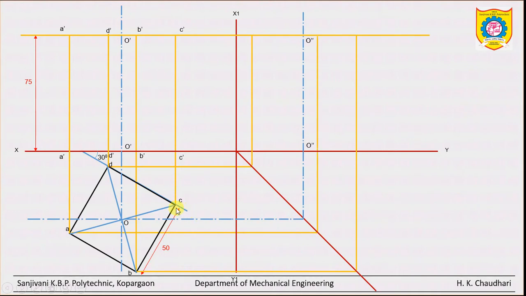Here also you can label the respective edges. See, this is the projection of A. Similarly, this is for B, here C and finally D. Similarly on the top surface in the side view. Clear? Now we have to draw the intersecting prism.